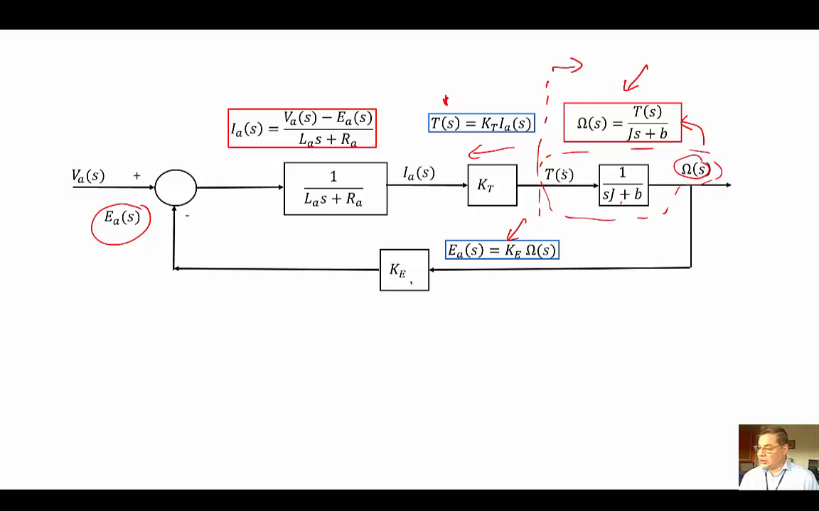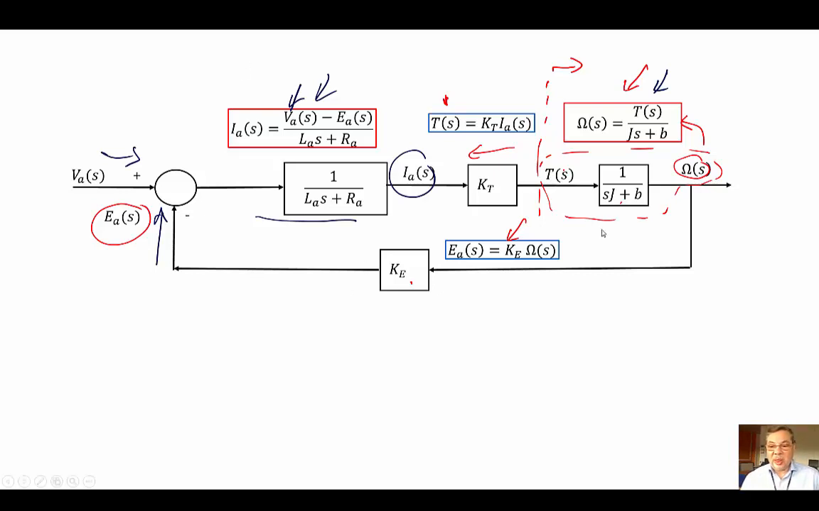Or, the most logical is that we normally start from this equation, and we assume that we know V and we don't know E. We start with this part: VA minus EA, divided by this, you get IA multiplied by KT. You get torque, and use the rest of this equation, you get omega. Use omega and close the block diagram. It doesn't matter where you start. The reason I'm emphasizing this is that once in class, a very bright student asked me what happens if you start anywhere else, because I started from this equation. You can start anywhere with any equation and move either forward or backward.